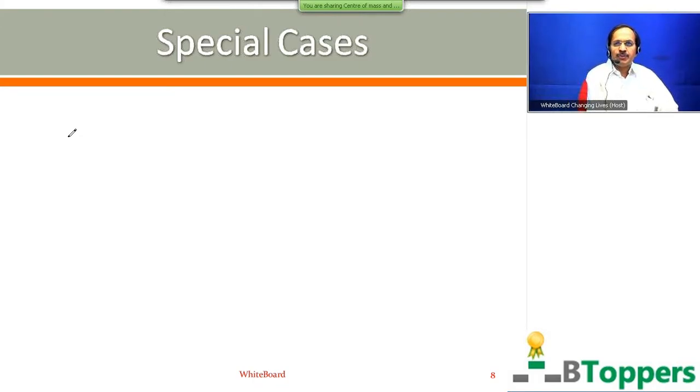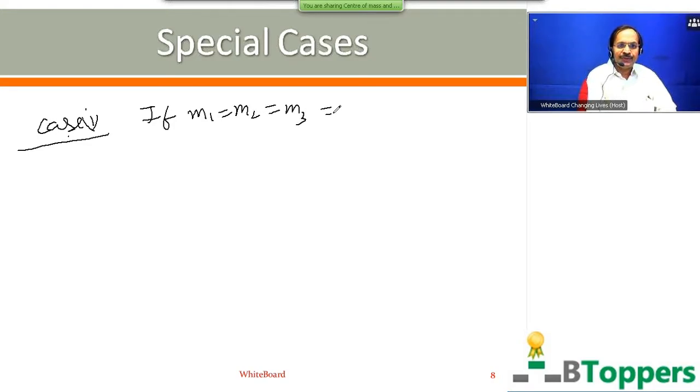So I am going to discuss some special cases which we come across while discussing examples and questions in this topic. In some of the problems, all the particles of the system may have the same mass. Let us consider a system of n particles of same mass denoted by m. That means M1 equal to M2 equal to M3 up to Mn. The mass of each particle is denoted by small m.